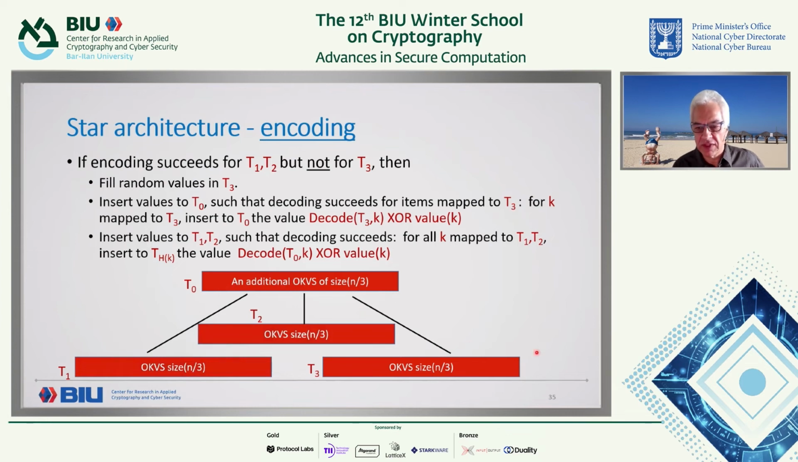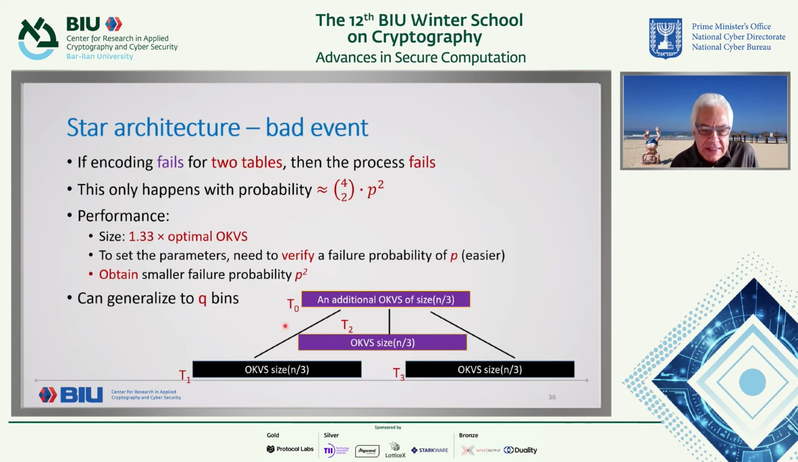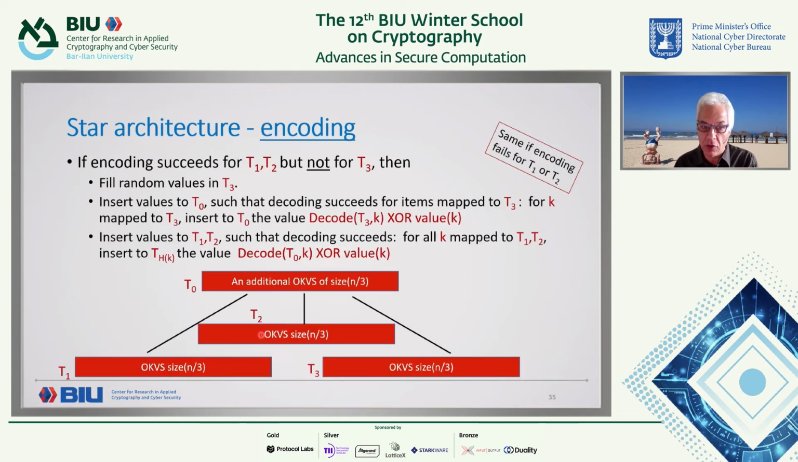Okay, so basically we start from the table in the bottom that we failed to map to. We put the random values. Here we put values which fix the encoding for the items that are mapped both here and here. And here we put values which fix the encoding for the items mapped here and here. And of course, we can do the same if the encoding fails for T1, but not for T2, T3, and T0, or it fails only for T2.